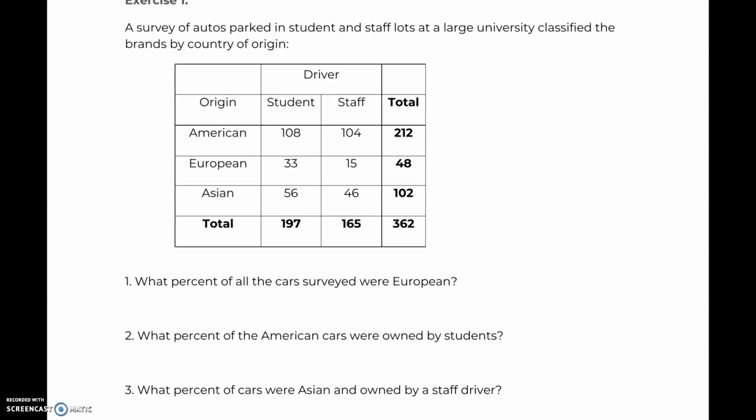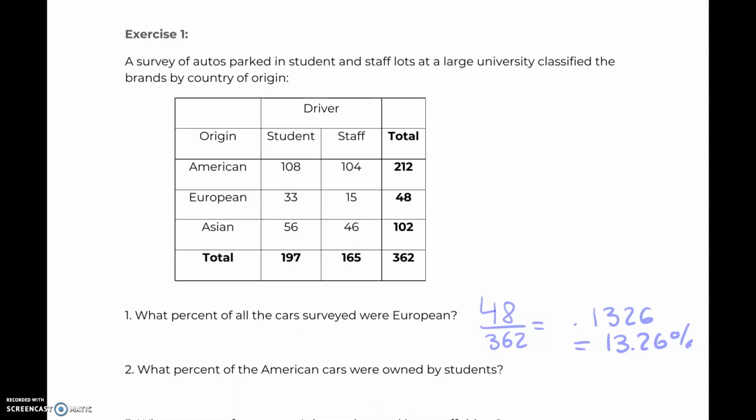We can see that we have a total of 362 drivers. When we're asked to find what percent of all the cars surveyed were European, we're simply going to take the European total, which is 48, and divide it by the grand total of 362. Then we rewrite that as a decimal, and after that as a percent. This is equal to 0.1326, which is 13.26%.